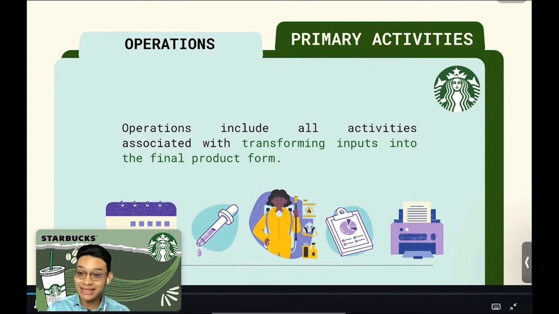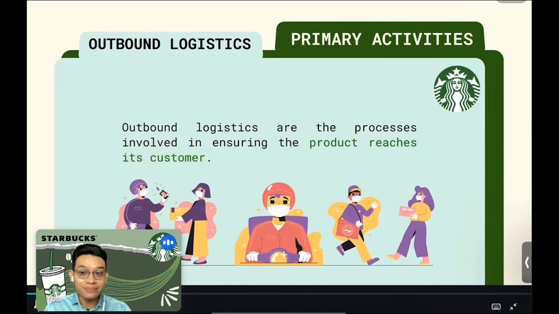With that out of the way, let's move on to the third one, which is outbound logistics. Outbound logistics are the processes involved in ensuring how the product reaches its customer. This includes all the finished goods and warehousing, the material handling, delivery, vehicle operation, order processing, scheduling, and distribution.